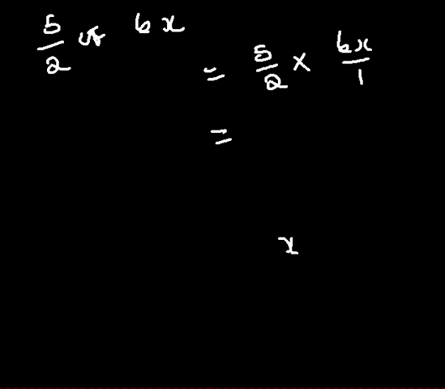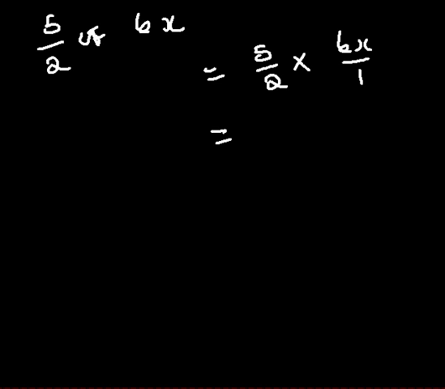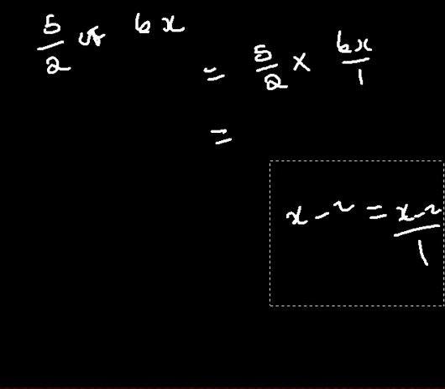Wherever you see, let's say, x, this is the same as x over 1. Wherever you see any number or variable, it is the same as divided by 1. Even if you have, let's say, x minus 2, this is the same as x minus 2 divided by 1. It is the same in all cases. A denominator of 1 is always neutral.